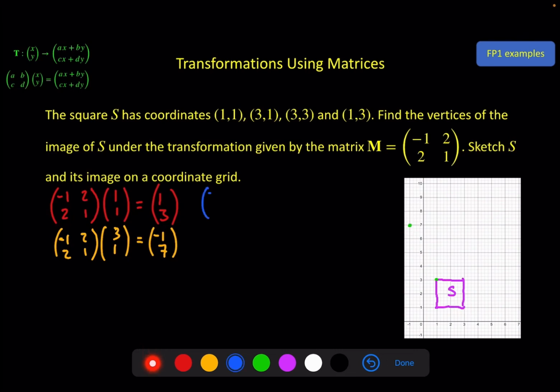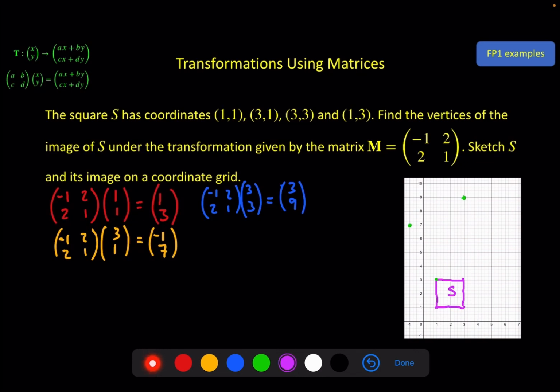Third coordinate is 3, 3 in position vector form. Apply the matrix. Minus 3 plus 6 gives me a 3, and 6 plus 3 gives me a 9. So we've got 3, 9 way up here. And that's this coordinate transforming up to this one. So it's not a very standard transformation. You can see here it's not just a simple enlargement or a simple rotation, it's a bit of a combination of the two.